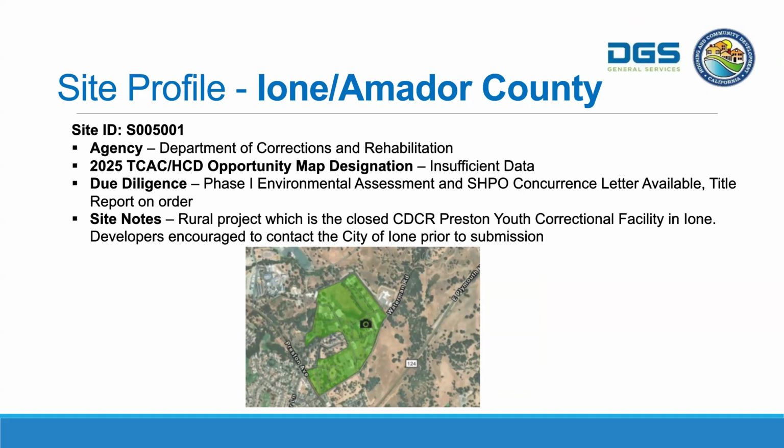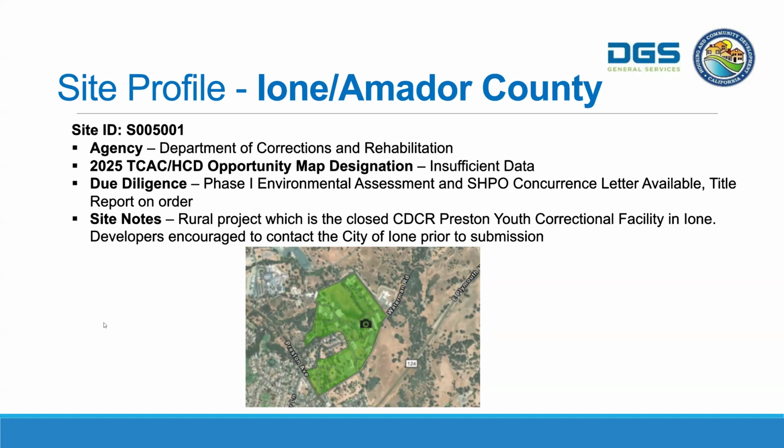So this is a fairly big site in Ione in Amador County, owned by the Department of Corrections and Rehabilitation. It doesn't have a TCAC opportunity map designation. HCD can help provide guidance on how different funding programs interpret that designation status for anyone interested, but we do believe it scores well.